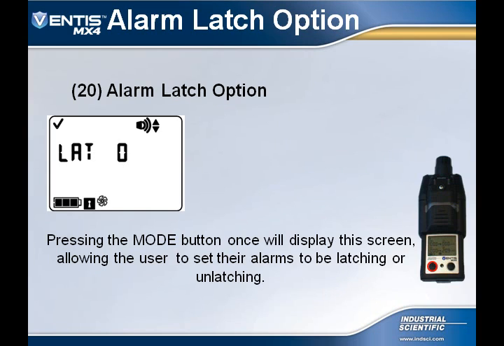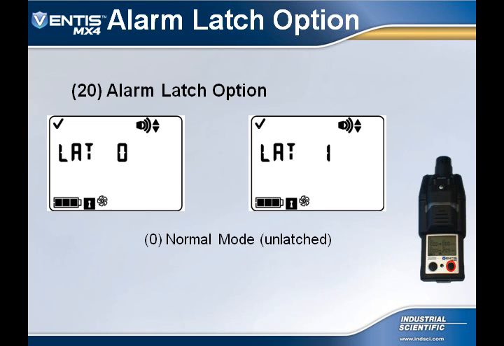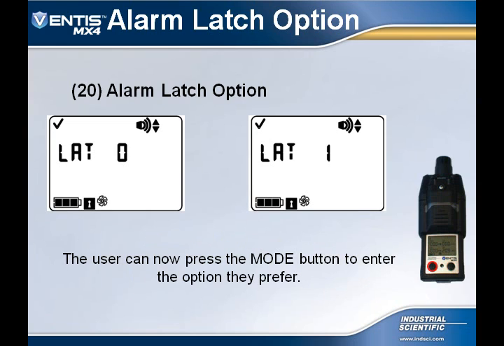After setting the response time, pressing the Mode button will display the alarm latch screen. This allows the user to set the alarms latching or unlatching. Pressing the Enter button allows the user to toggle between LAT0 and LAT1 screens. LAT0 is the normal unlatched mode. LAT1 is the latched mode. Pressing the Mode button allows the user to turn the latch option on or off.